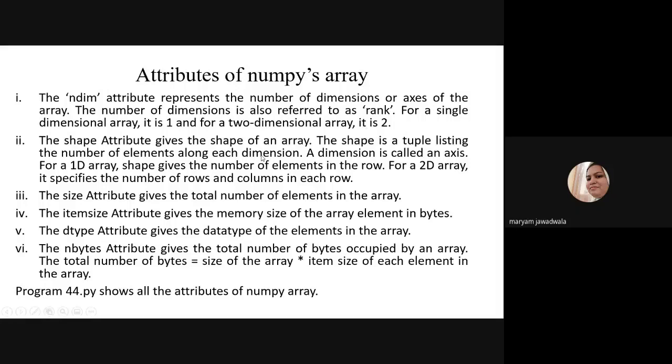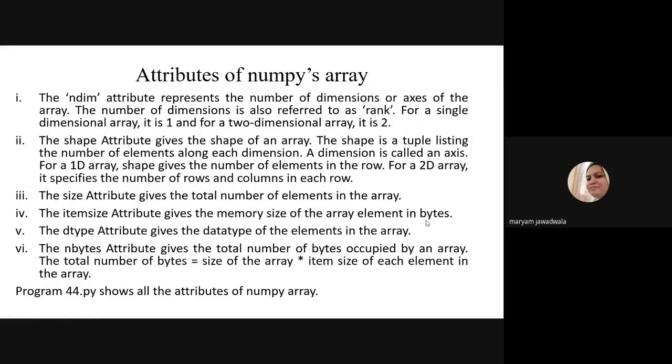Okay. So we'll take one example here, 44.py, to understand all the attributes. First, I read all the definitions of the attributes, right? And the next attribute is the size attribute. The size attribute gives the total number of elements in the array. The number of elements present in the array is given by the size attribute, right? So here you just need to count the number of elements, whether it is a 1D array, 2D array, or 3D array, right? Now next one, itemsize. The itemsize attribute gives the memory size of the array element in bytes.